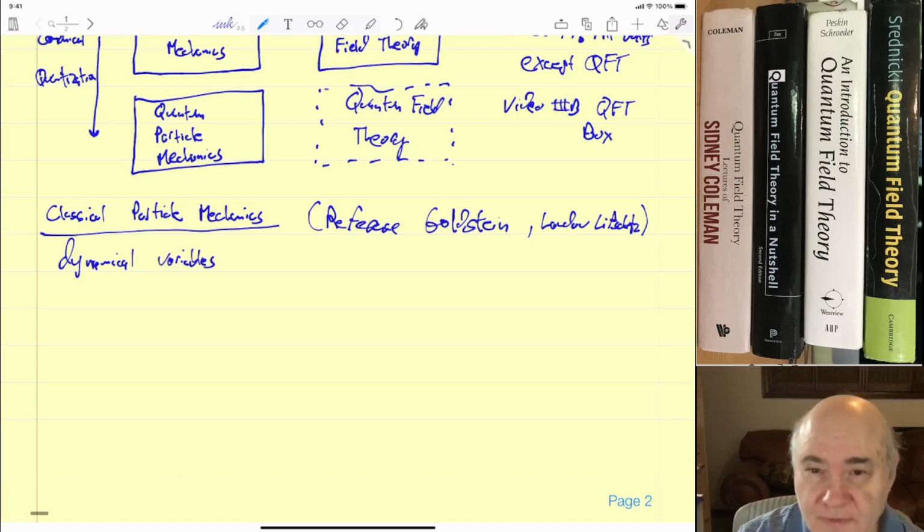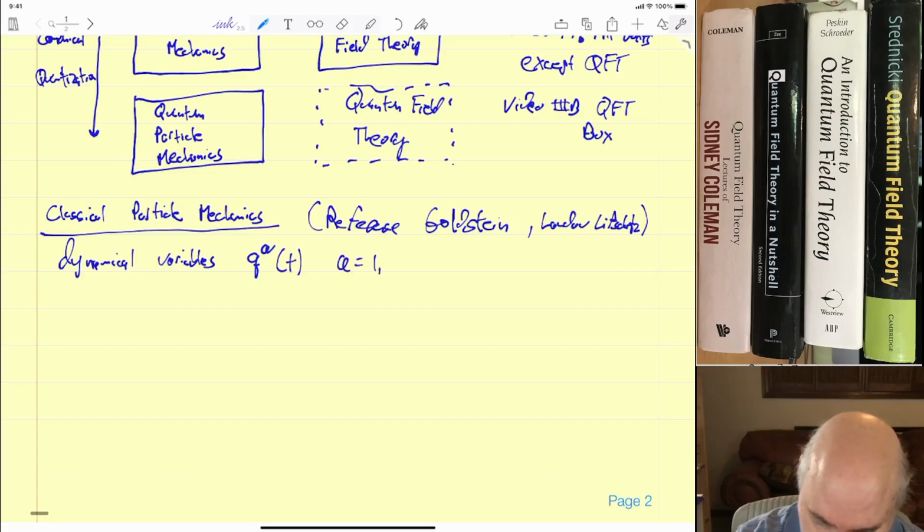Okay, so we have dynamical variables. Dynamical variables, we always mean variables that change with time. So I'll call these q. And the reason why I'm using q rather than x is because when we do classical field theory and quantum field theory, x will refer to space-time. Here these are any kind of dynamical variables. We'll index them by a because we may have more than one. They're a function of time. Let's say we have n classical dynamical variables.